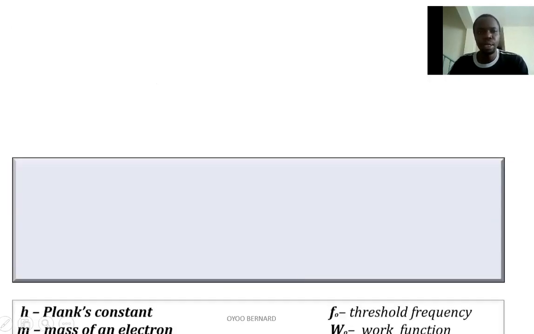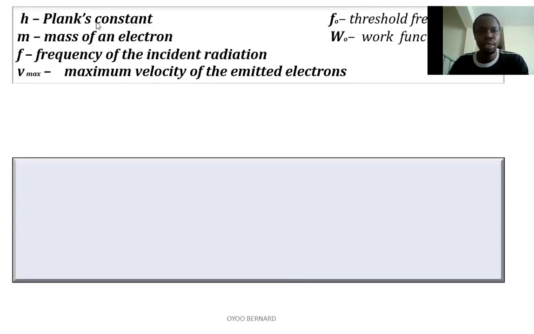Now, these are the letters that are used: h is Planck's constant, m is the mass of an electron, f is the frequency of the incident radiation, v max, with subscript max, is for the maximum velocity of the emitted electrons. Then f naught is the threshold frequency, and W naught is the work function.